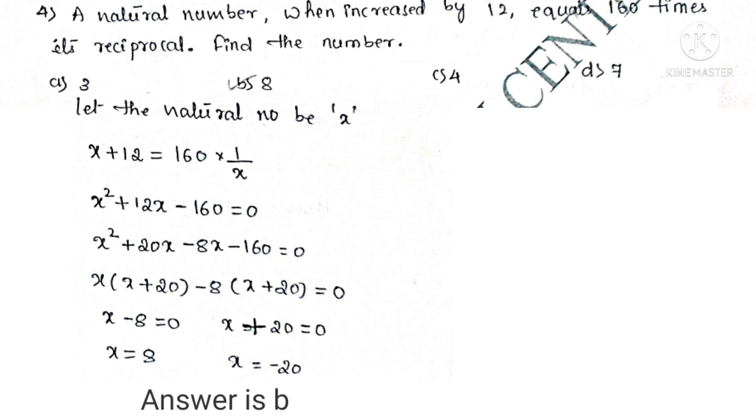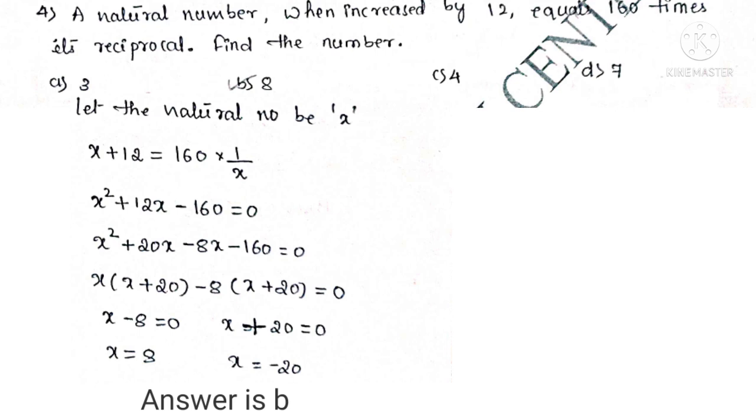On factorizing, we get x square plus 20x minus 8x minus 160 is equal to 0. So take x common, it will become x into x plus 20, minus 8 common, x plus 20 is equal to 0. So x plus 20 is common and you will get one more term, that is x minus 8 is equal to 0. One term is x minus 8 is equal to 0. One more is x plus 20 is equal to 0. x is equal to 8 and x is equal to minus 20.